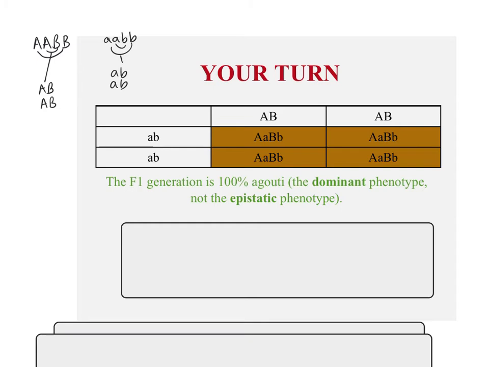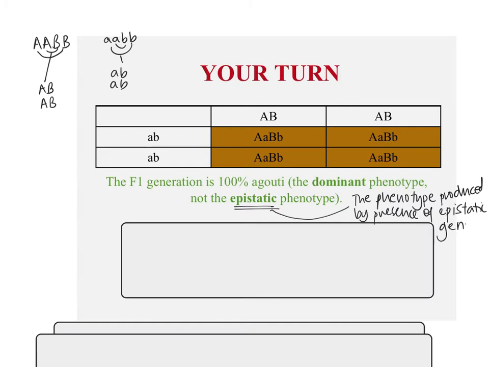This is not the epistatic phenotype. Okay, the epistatic phenotype is the phenotype produced by the presence of an epistatic gene, and in this case it's B that is controlling the A, and that's your epistatic gene. The phenotype produced by presence of epistatic gene.